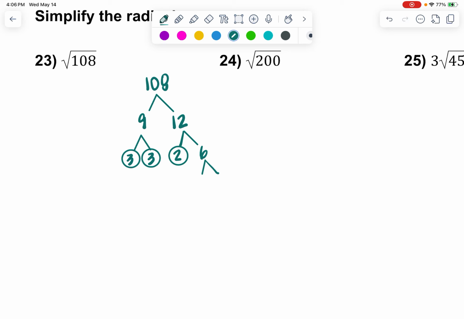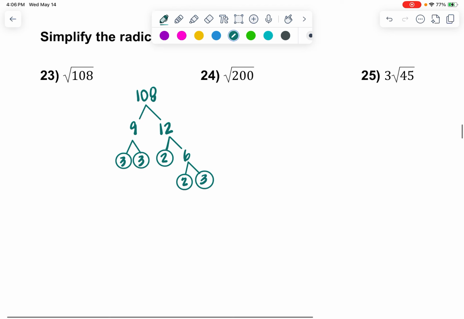And then, of course, 6 splits up into 2 times 3. So no matter how you break yours down, everyone should be getting 2 times 2 times 3 times 3 times 3. And then what we're looking for is pairs of numbers. So I have a pair of 3s. I have a pair of 2s. That means I get to take out a 3 and a 2. You don't have to show all these steps. I'm taking out a 3 to represent that pair, a 2 to represent that pair, and then this sad little 3 over here, he did not have a buddy, so he has to stay inside. And whenever you take multiple numbers out or keep multiple numbers in, they just get multiplied back together. So our final answer would be 6 root 3.